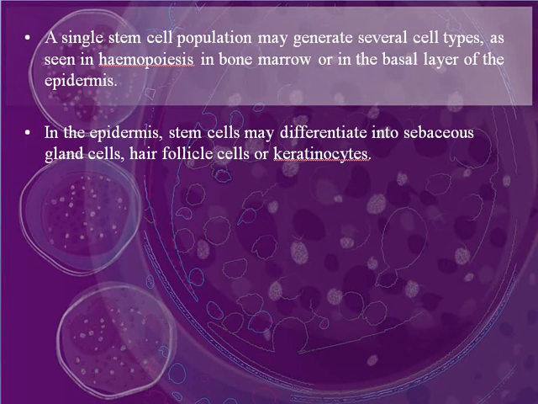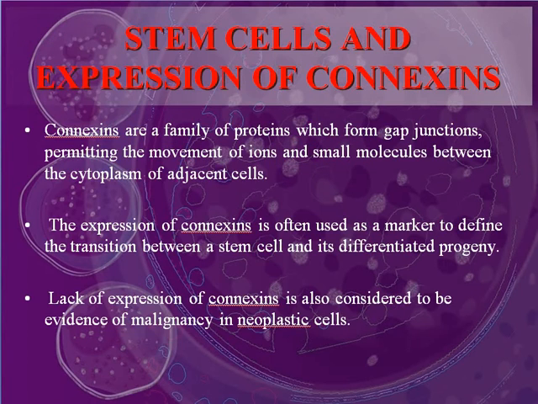A single stem cell population may generate several cell types, as seen in hemopoiesis in bone marrow or in the basal layer of the epidermis. We can see that a single cell differentiates into many different cells. In the epidermis, stem cells may differentiate into sebaceous gland cells, hair follicles, and keratinocytes. So single stem cells differentiate into different cells, with the expression of connexins.